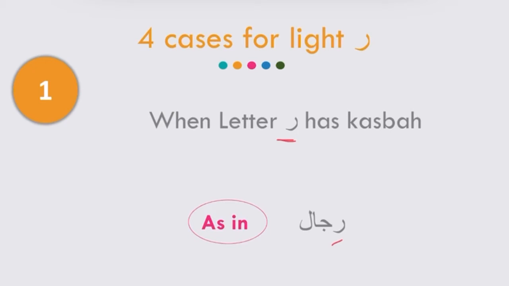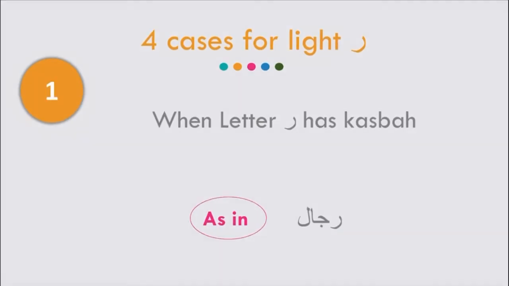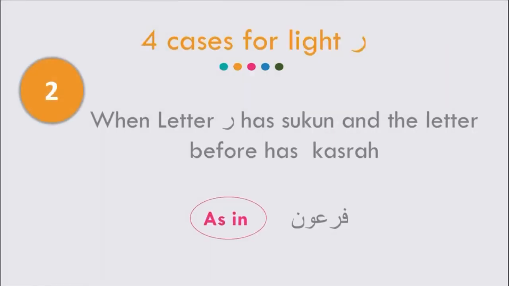So light Ra in the case of rijal, like this. So make sure the tongue is completely on the lower jaw, just the tip of the tongue is touching the elevated part of the gums, okay, to make the Ra sound well. Ri, like this. The second case of the Ra when it is light is when we have Ra sukoon preceded by kasra.